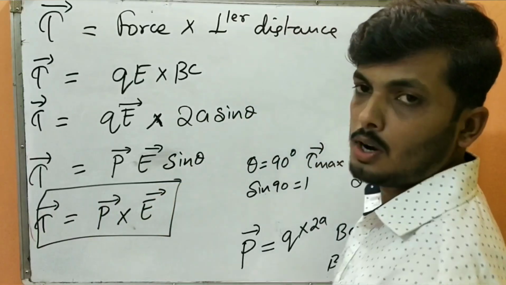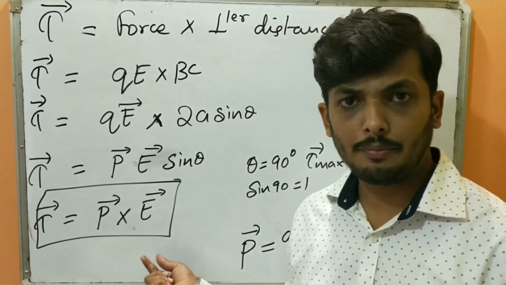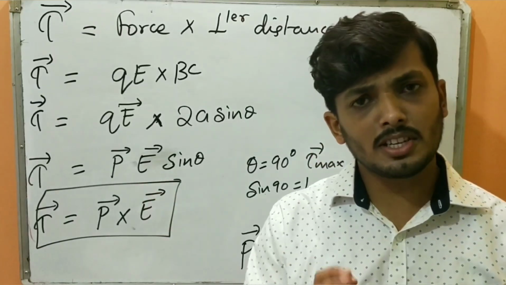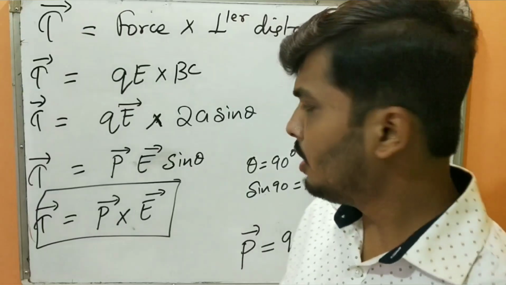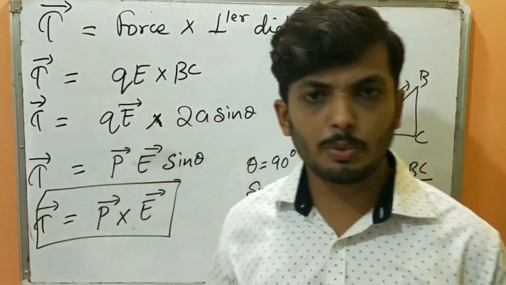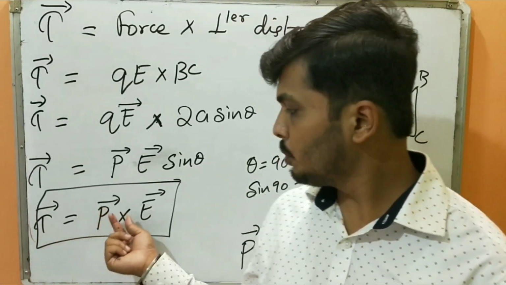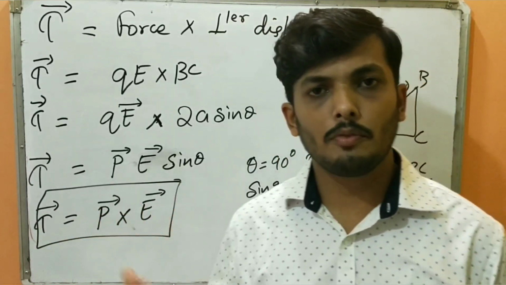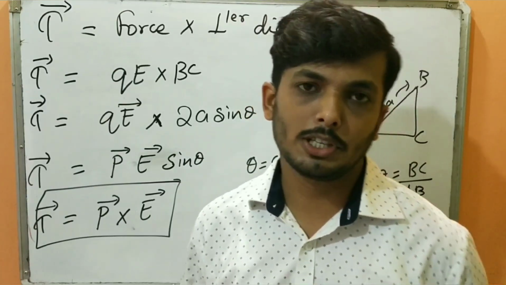So what is the torque experienced by the dipole? That is P cross E. Have you understood this? Very easy derivation. You can expect it coming for 2 or maximum 3 marks. Okay, but you have to understand the physics behind this. Clear? Have you understood this? So what did I get? Torque equals P cross E. Okay, we'll stop it here, and next class we are going to study Gauss law and its application. Thank you.